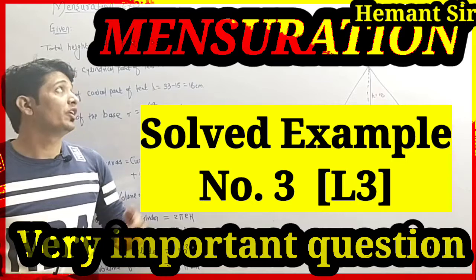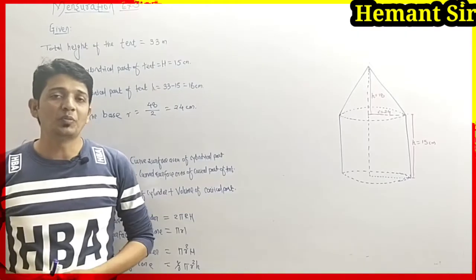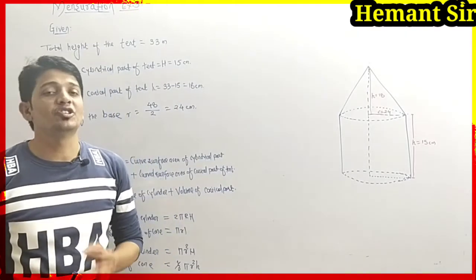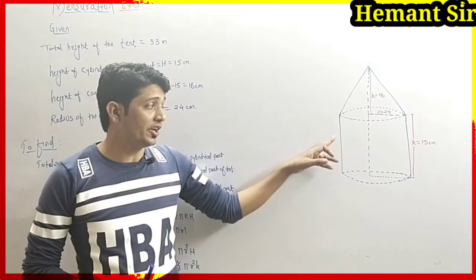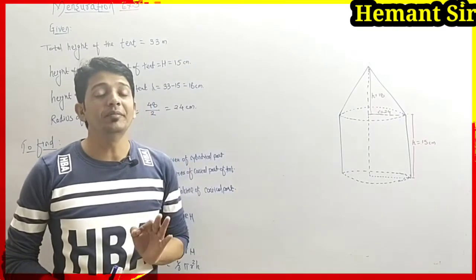Today we are going to understand the next solved problem of our chapter called mensuration. We are going to solve the third solved problem, and it is very conceptual. Here we are understanding two different structures in the same question.